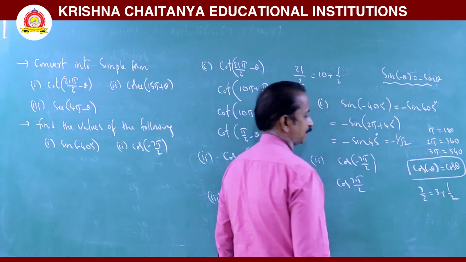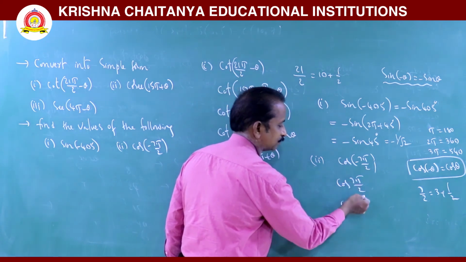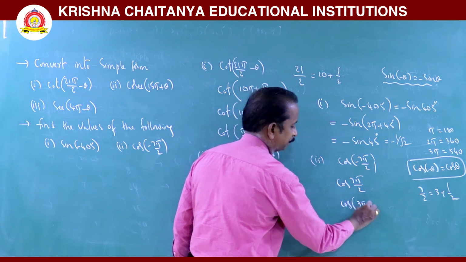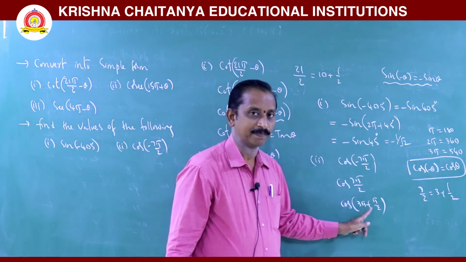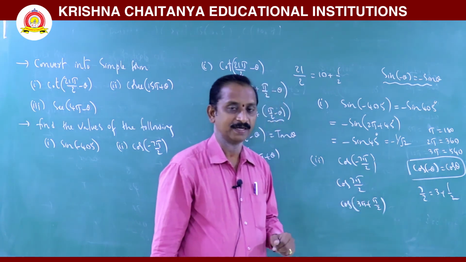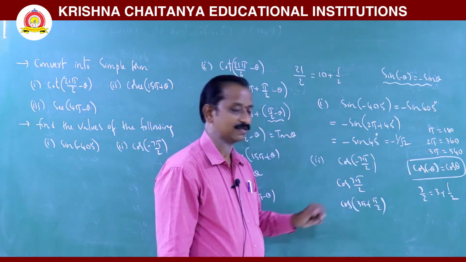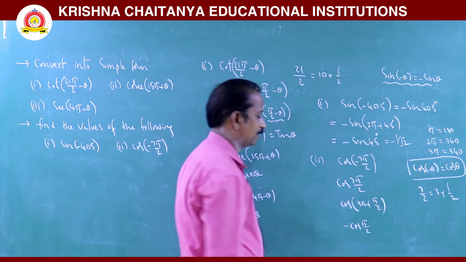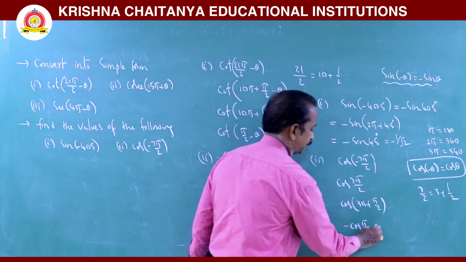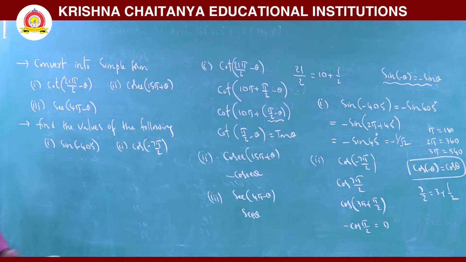3 twos are 6, 6 plus 1, 7. So we can write cos of 3 plus 1 by 2 times pi, that is 3 pi plus pi by 2. It is nothing but an odd number of pi plus, the third quadrant, where cos is negative, and the ratio does not change at this allied angle. So the answer is minus cos pi by 2. Pi by 2 is 90, cos 90 is 0. Minus of 0 is also 0. In a similar manner we can derive another question.